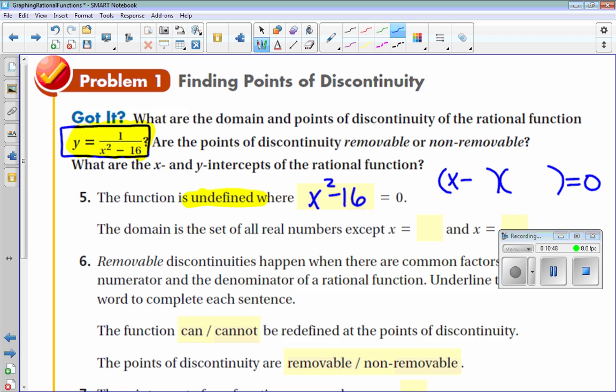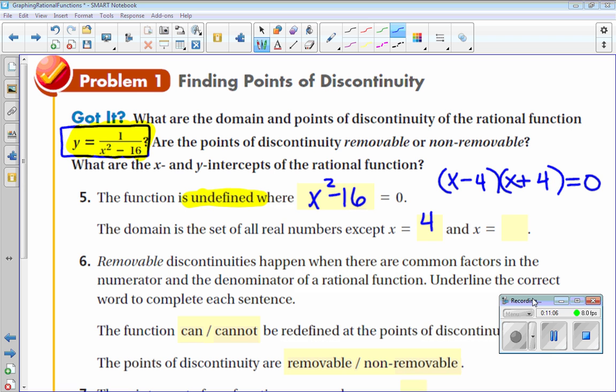It's x minus and x plus. Do you remember the pattern? What number goes here and here? 4. It's a difference of perfect squares. Okay? So when I set the first factor equal to 0, I get a positive 4. When I set the second factor equal to 0, I get a negative 4. Those are places of discontinuity. Those are where the vertical asymptotes are. The vertical asymptotes are at 4 and negative 4.